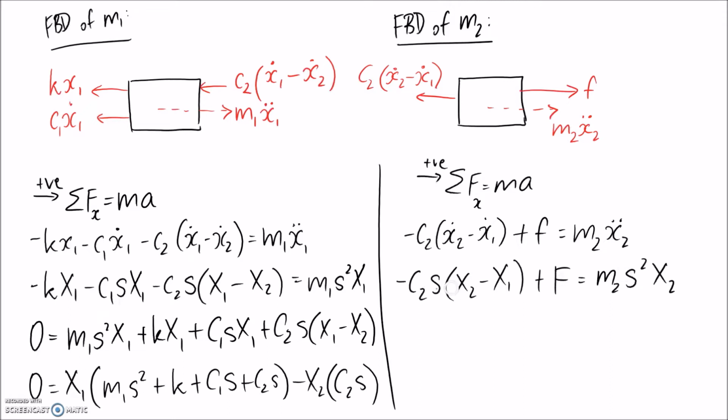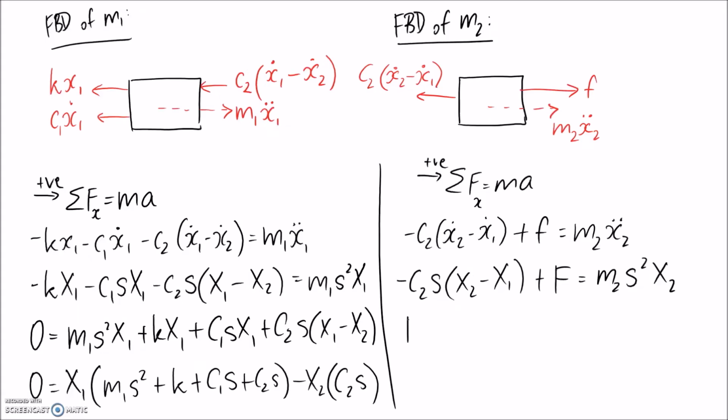Same kind of thing on the other side, for the other equation. We want the constants on one side, everything with an x on the other side. So let's leave the f, and move this over.